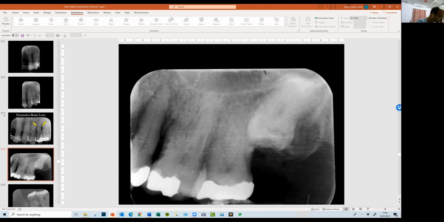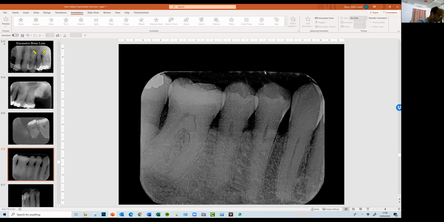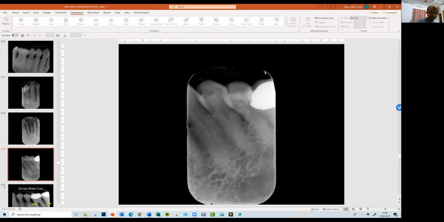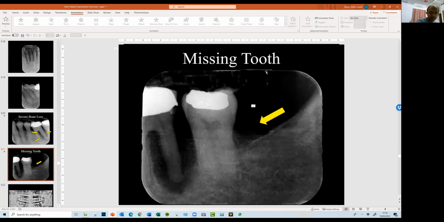Is he diabetic? No. So much bone loss. So this patient needs complete mouth x-rays. Is this the same patient we're talking about? Yes. So if you'd only taken 2 bite wings, 4 bite wings, 6 bite wings and a periapical, you might have missed quite a lot of that.